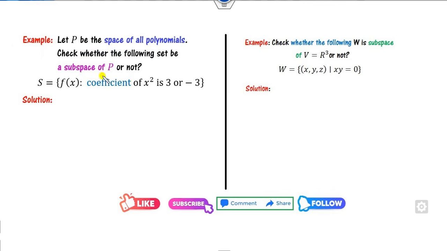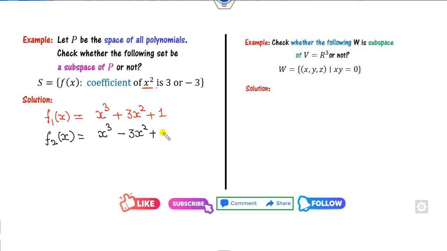Okay, is P a subspace? The coefficient of x squared is 3. Again, let's say I choose a polynomial f1(x), just like U, such that the coefficient of x squared is 3. So I can choose, say, x cubed, because the degree of the polynomial is not given. So I can choose x squared plus, say, 1. Fine, it satisfies this property. If I choose f2 as another polynomial, say x cubed minus 3x squared plus x, again it satisfies this property.